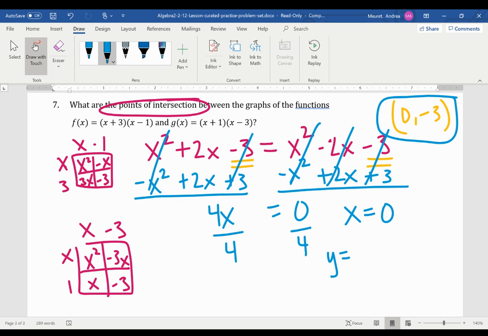So I'm going to use g of x. 0 plus 1 is 1. 0 minus 3 is negative 3. And 1 times negative 3 is negative 3. So that is the one and only solution for number 7.